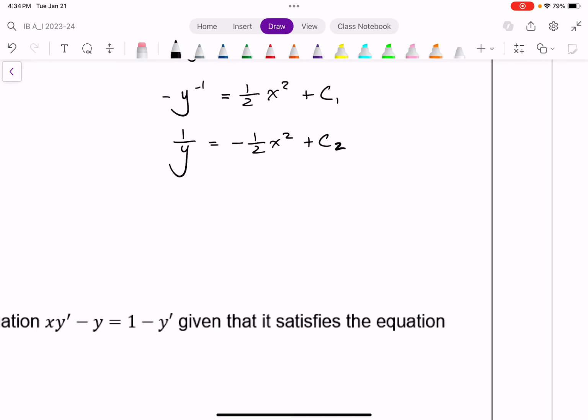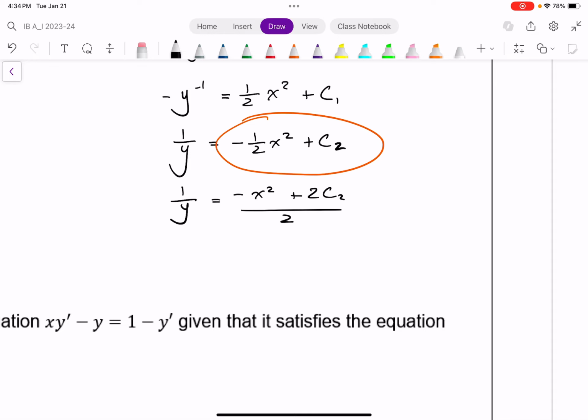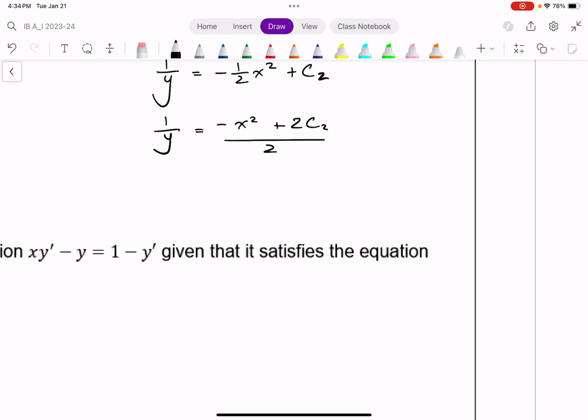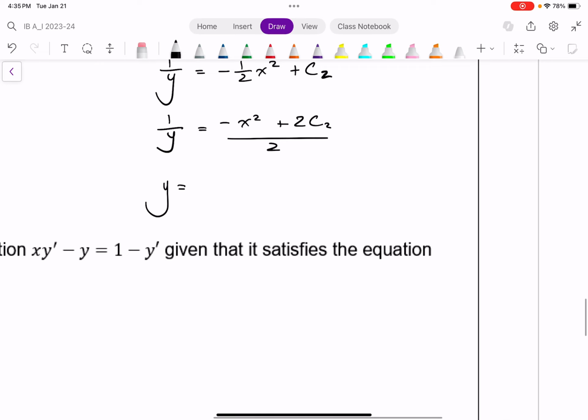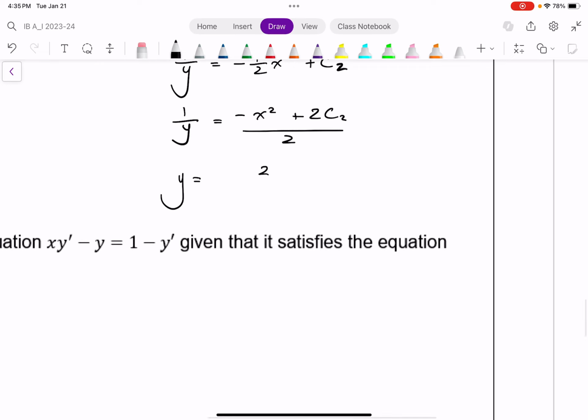But I want to isolate y. So before I do that, you may be tempted just to flip everything over. However, to do that, I really need to quickly find a reciprocal. I need to make this here one term. And so I'm going to rewrite this here, find a common denominator, and I get negative x squared plus 2 times that c2 all over 2. That's 1 over y. So that's finding my common denominator, because once I have one single fraction, the reciprocal is just flipping everything over. That means my general solution, y, is 2 over negative x squared plus 2 times this constant.